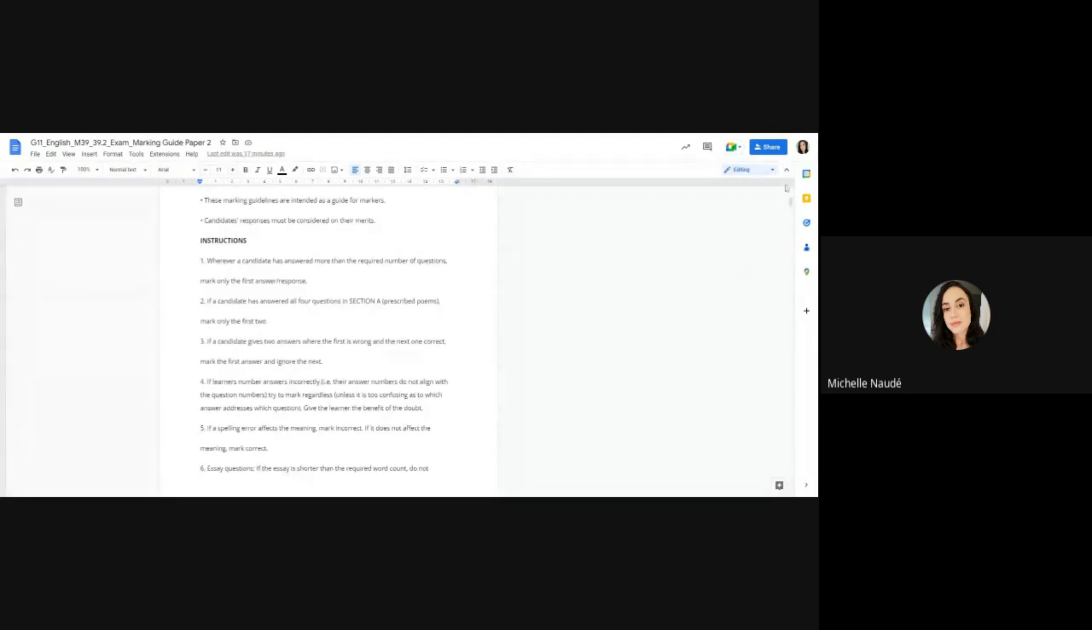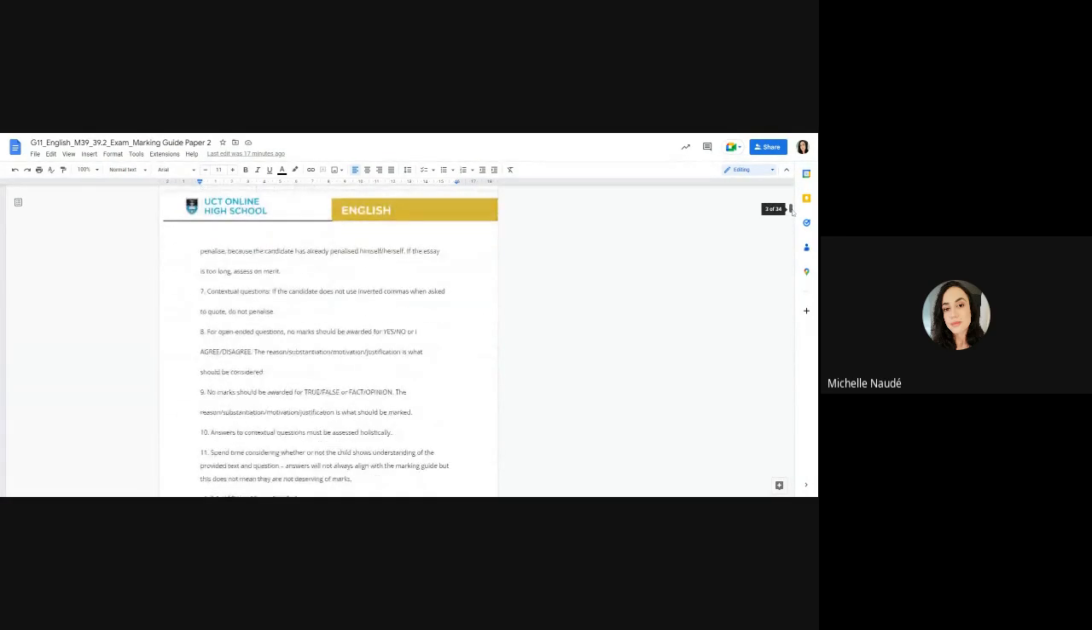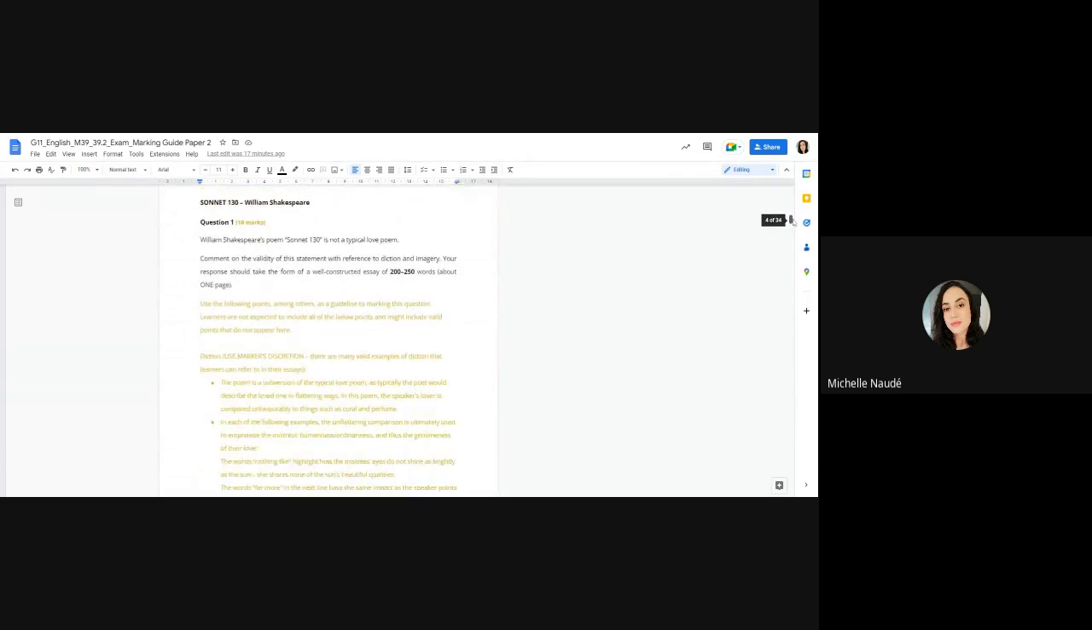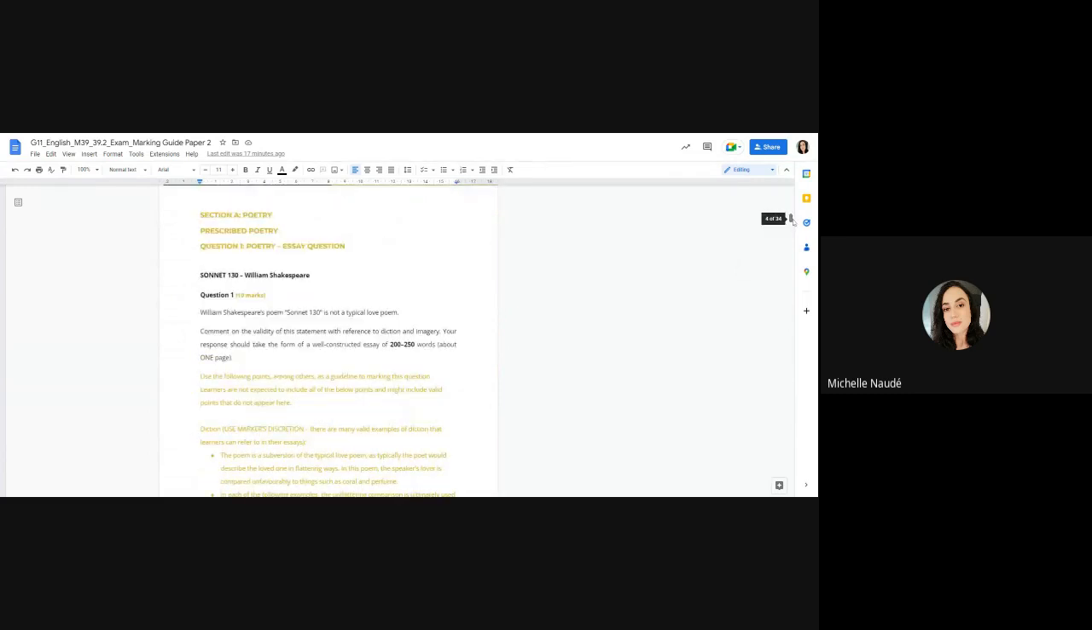The first one is question 1, which is a non-compulsory essay question based on poetry. And essentially what learners need to do is link the idea that this is an atypical love poem with the way that the poet has used diction and imagery. So for both diction and imagery, they've got to give concrete examples from the poem, which are then addressed in light of this is not a typical love poem, it's a subversion of a typical love poem.